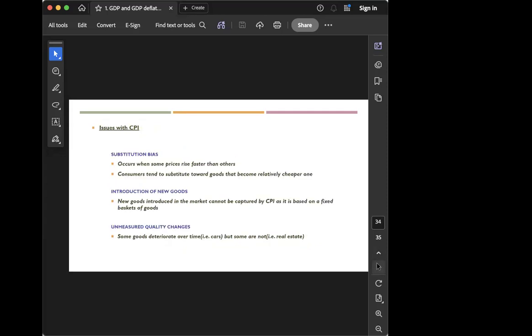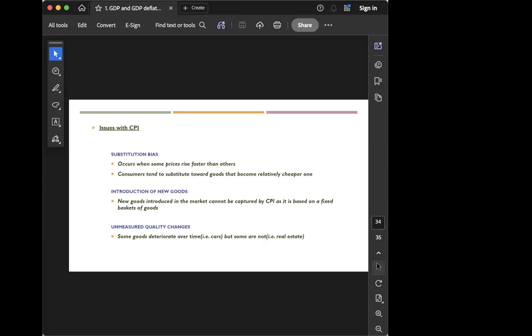And of course, we have some issues with CPI. Now let's discuss some issues with CPI. The first issue is substitution bias, which means that CPI uses a fixed basket, right.